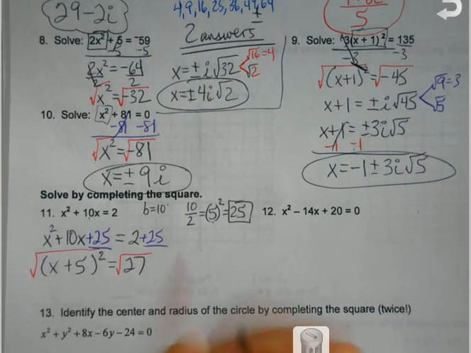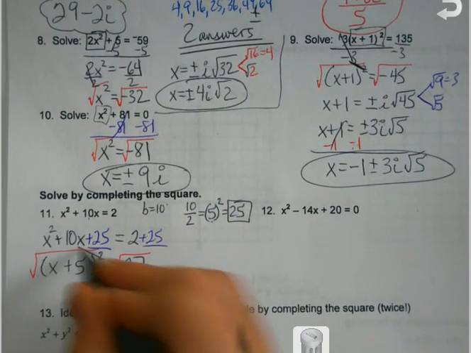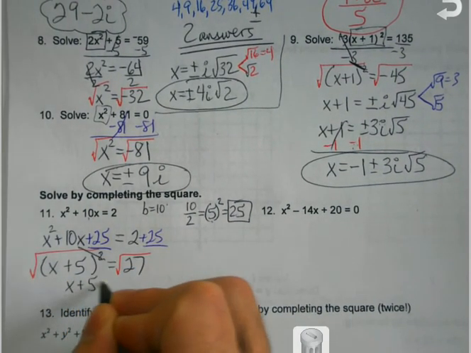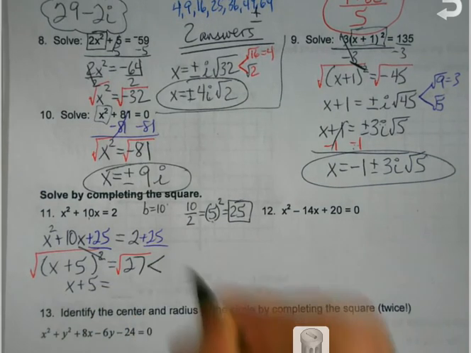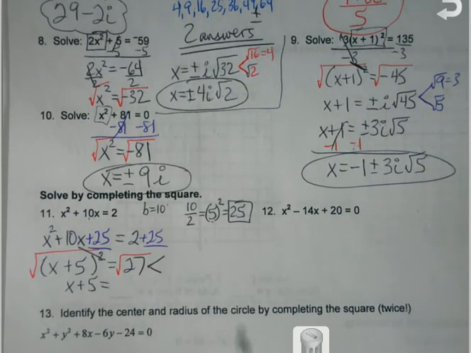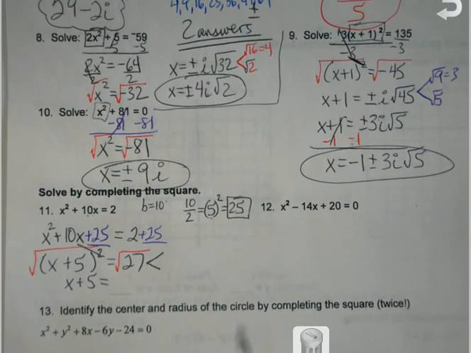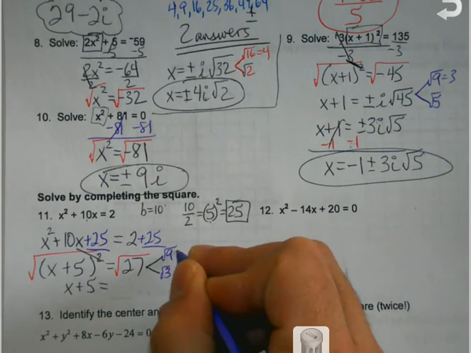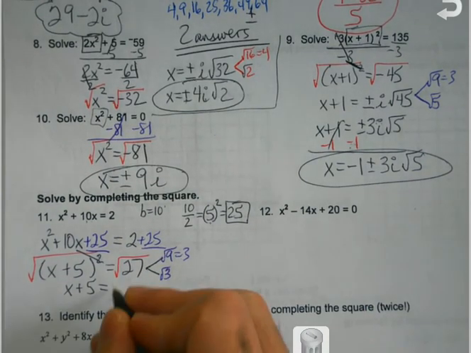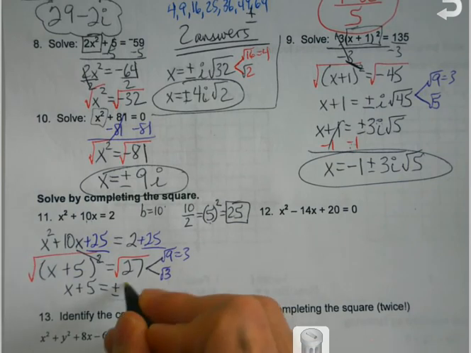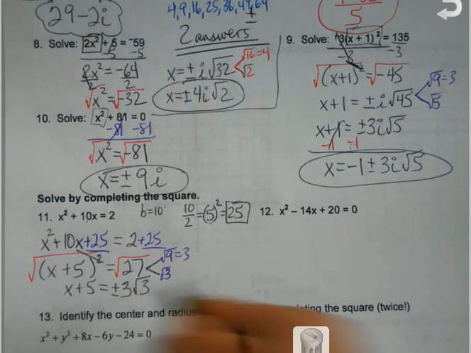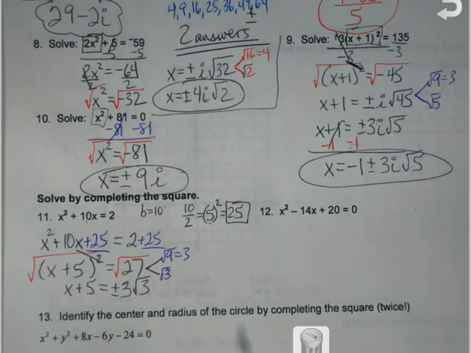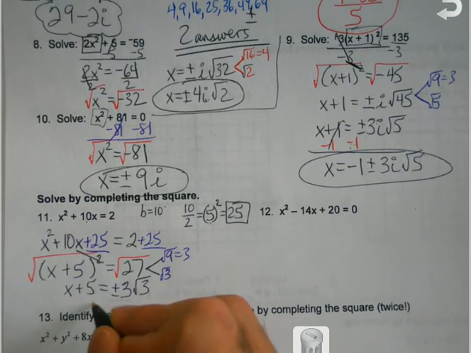Take my square root, gets rid of the squared because they are inverses. No i this time because there's no negative to deal with. But what can I use to break down 27? 9 and 3. Okay, the 9 breaks down. Can't lose my plus minus though. 3 square root of 3. And then my last job is to minus the 5 over.